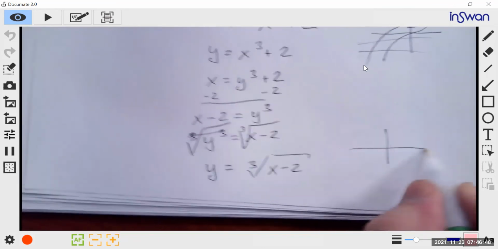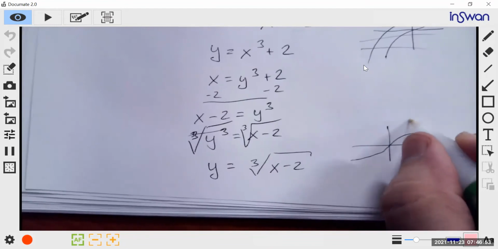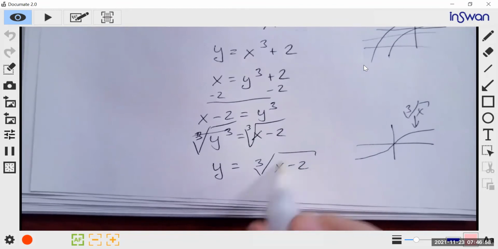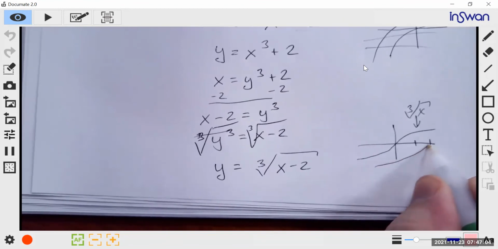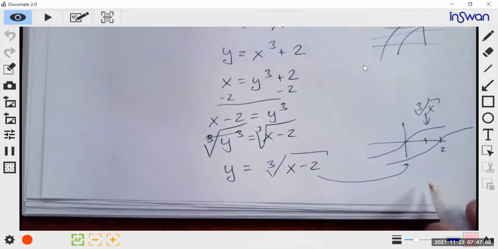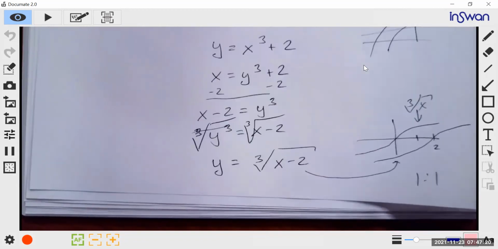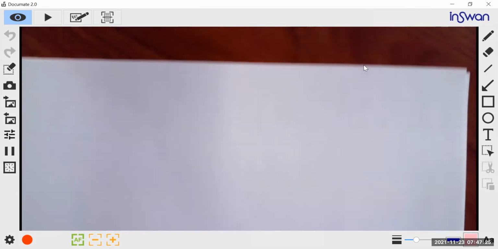So remember, the cube root of x is like that. That's the cube root of x. Since the change is happening here, it shifts to the right 2 spaces. And it's still 1-to-1 because it passes all the horizontal line tests. All right, so this is how to find the inverses and prove that they're 1-to-1.